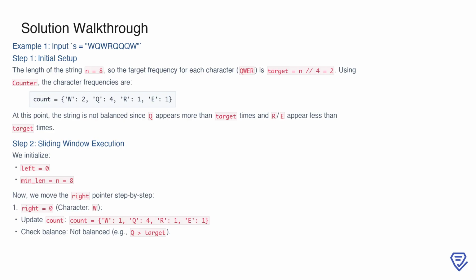We initialize the left pointer at 0 and the min_len variable to the length of the string, which is 8. The sliding window process begins by moving the right pointer step by step. At the first step, when right is 0, the character W is encountered. We decrement the count of W by 1, resulting in W1, Q4, R1, E1. However, the string remains unbalanced because Q still exceeds the target frequency.